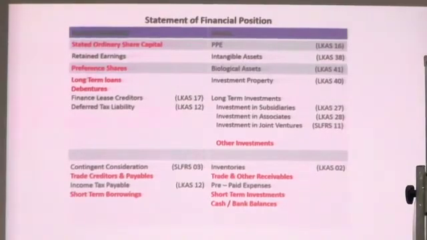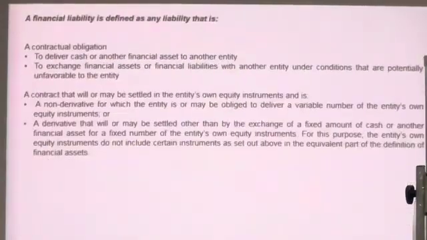Then let us take the financial liability also, the same story. A financial liability, right, will generate outflows from the business. How does it generate the outflow? By delivering cash or another financial asset to settle the liability.